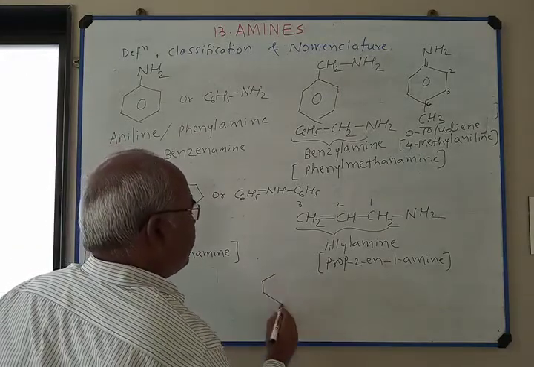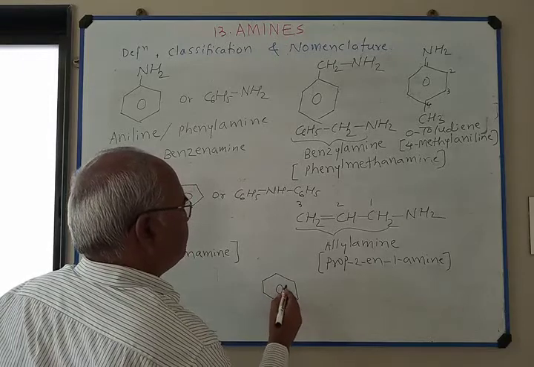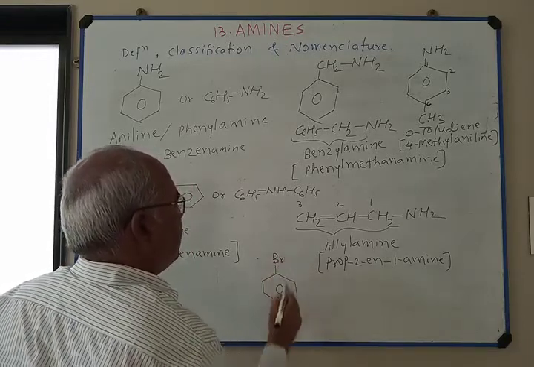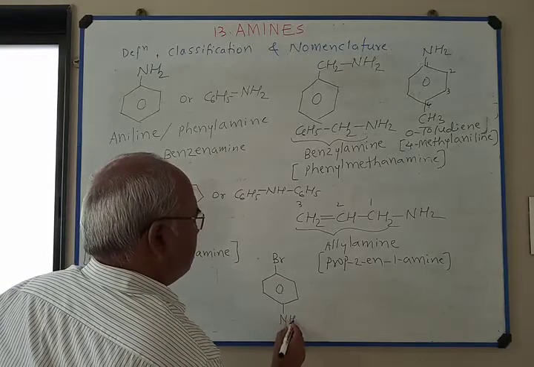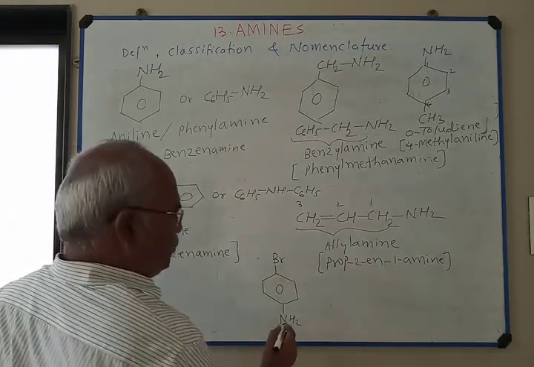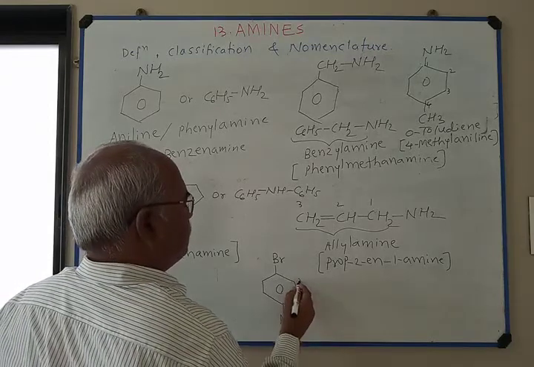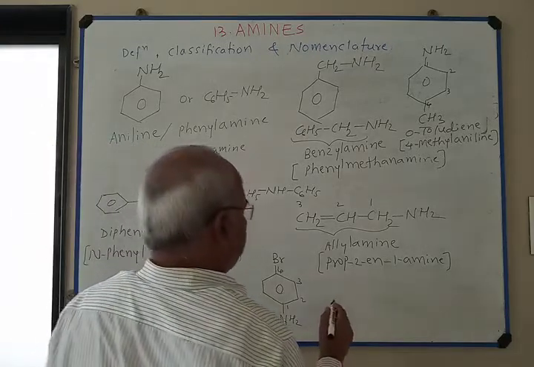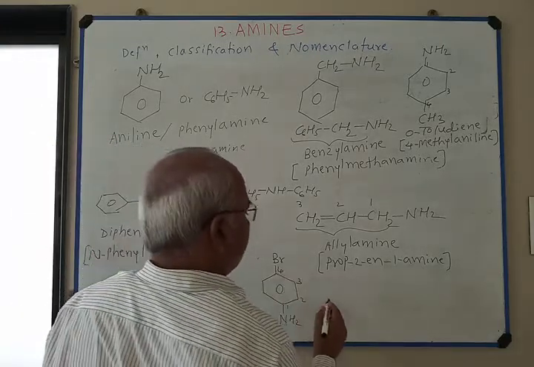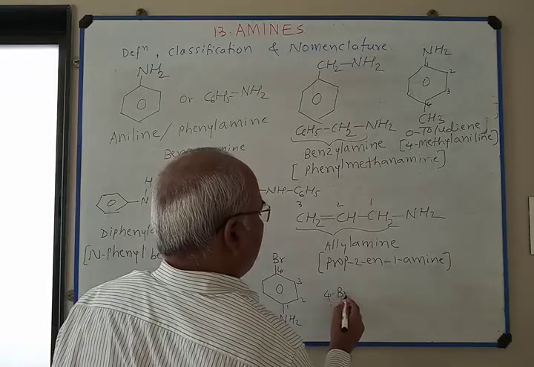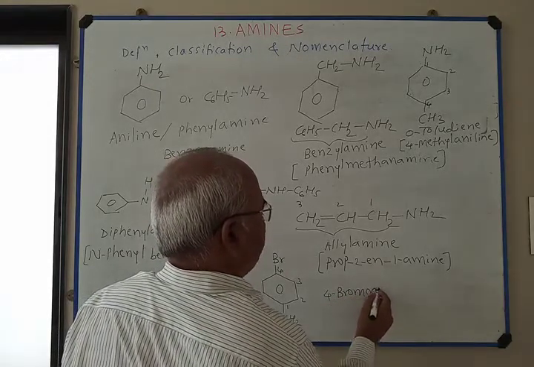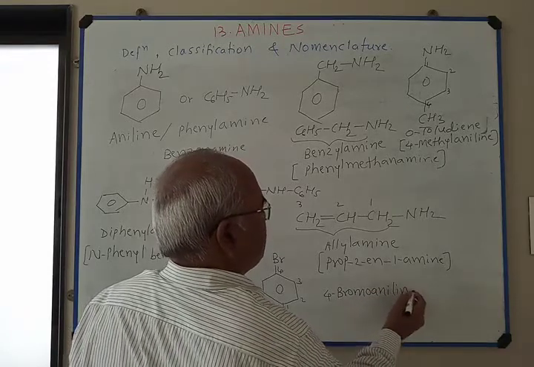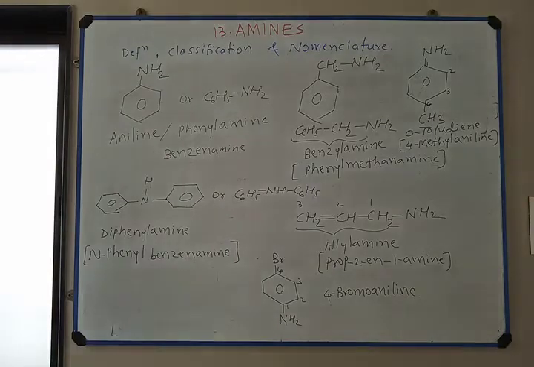Similarly, try to write the name for this compound. Here Br, NH2. This is functional group number 1, 2, 3, 4. It is a derivative of aniline. Therefore, at fourth position a bromo group is present. 4-bromoaniline is the IUPAC name of the compound. So you note this, we shall discuss some more examples.